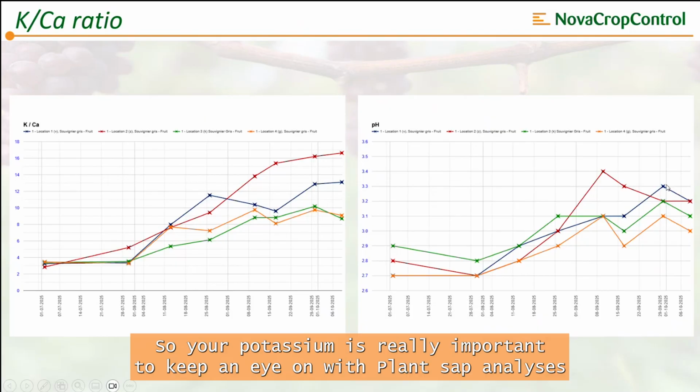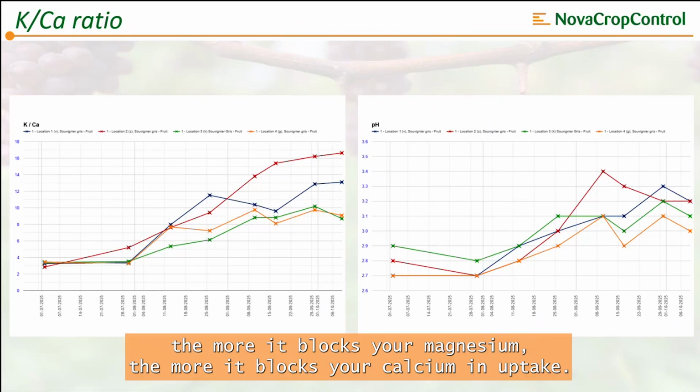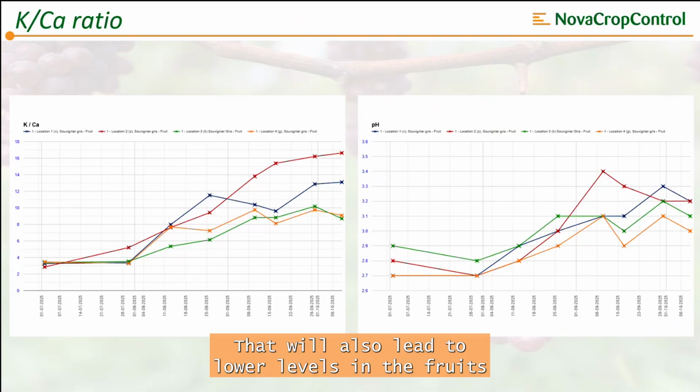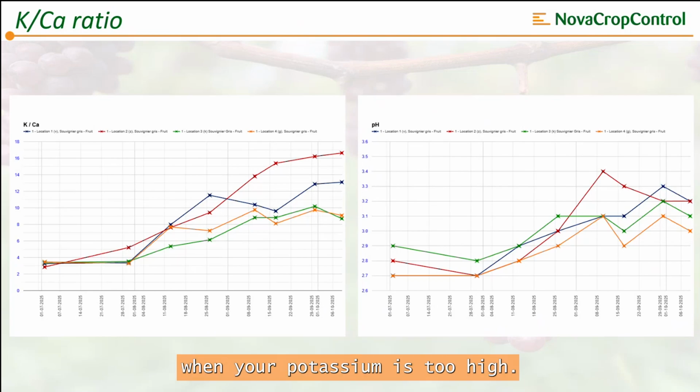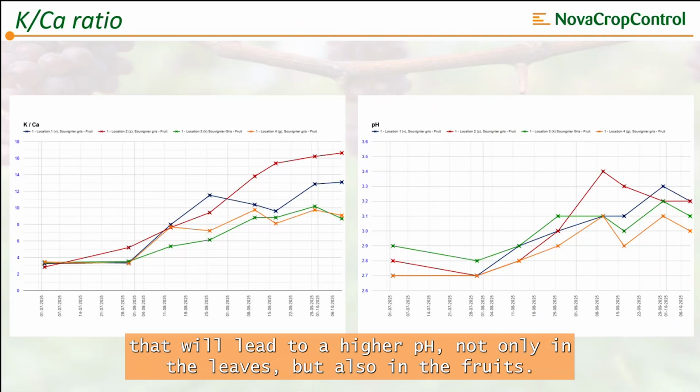So potassium is really important to keep an eye on in plant sap analysis, because the higher the potassium, the more it blocks your magnesium and the more it blocks your calcium uptake. That will also lead to lower levels in the fruits when your potassium is too high. So lower magnesium, lower calcium in the fruits, and eventually that will lead to a higher pH, not only in the leaves, but also in the fruits.